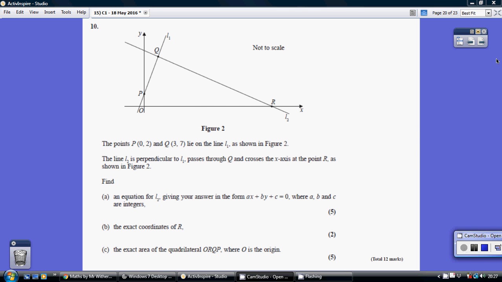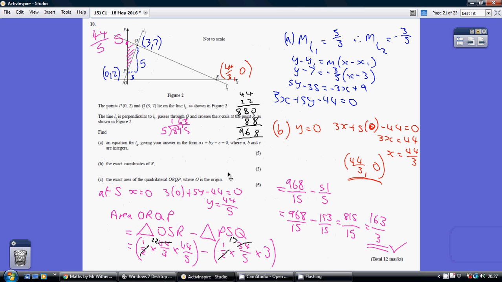Question 10. Now, to find an equation for L2, we're going to need to know two things. We're going to need to know a point on the line, which we do already, (3, 7), and we're also going to need to know the gradient of L2.